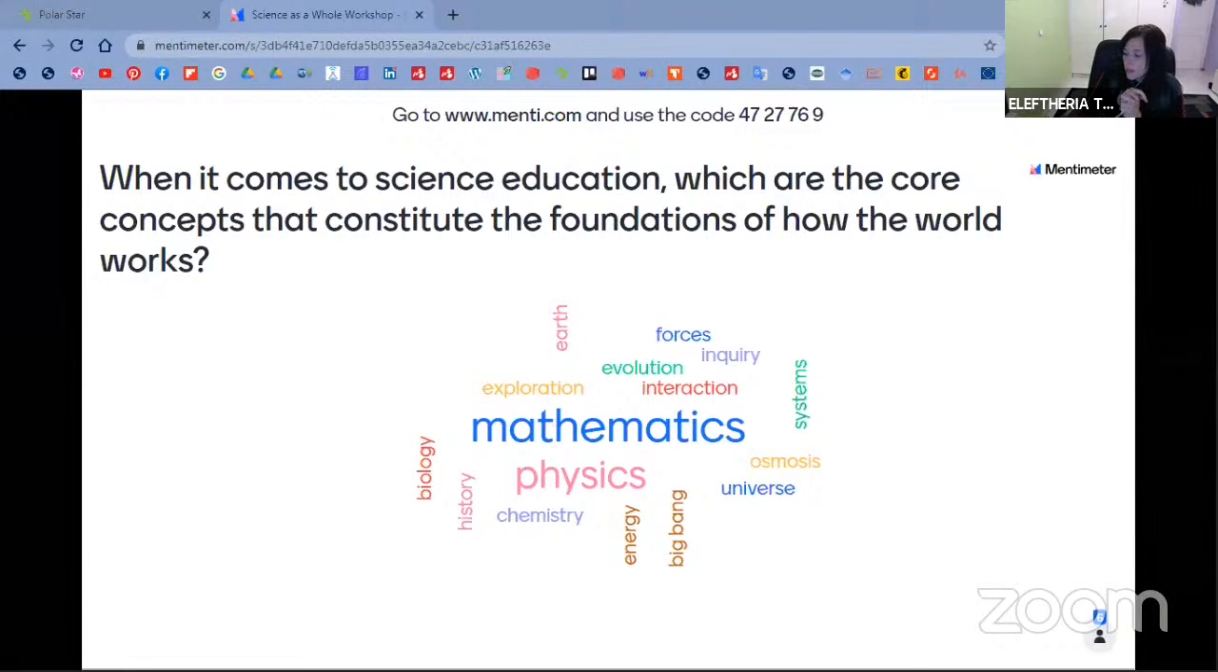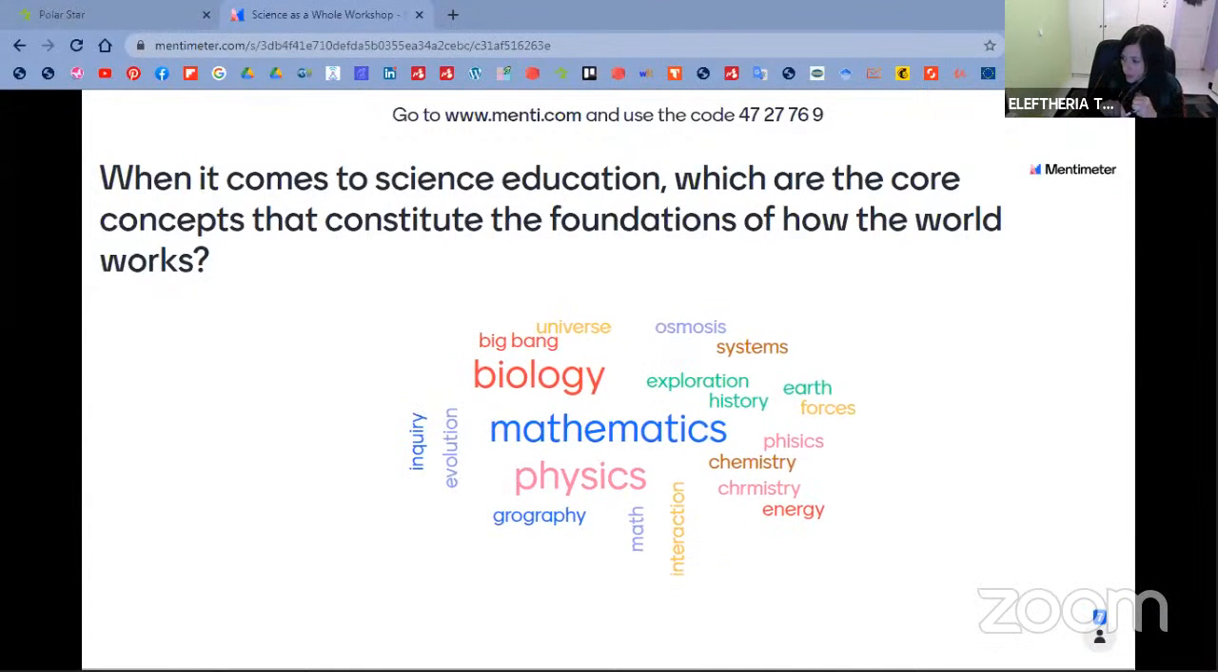Well, mathematics is a completely different discipline. That's why we say STEM or STEAM. Science and mathematics are considered separate disciplines.